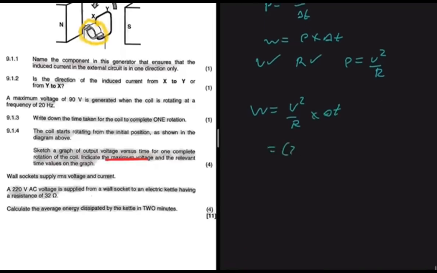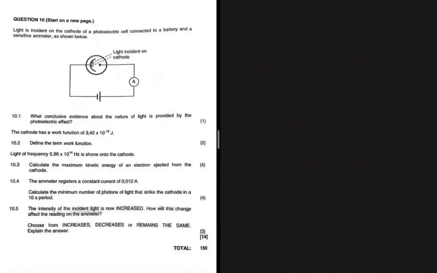What is V? V is 220 volts, so we square that. R is 32. And the change in time is 2 minutes, so we have 2 multiplied by 60. If I put that in my calculator, 220 squared divided by 32 multiplied by 120, I'm getting 181,500 joules.